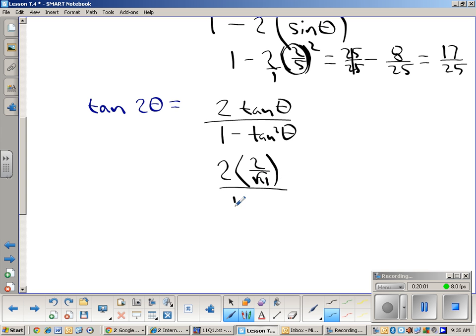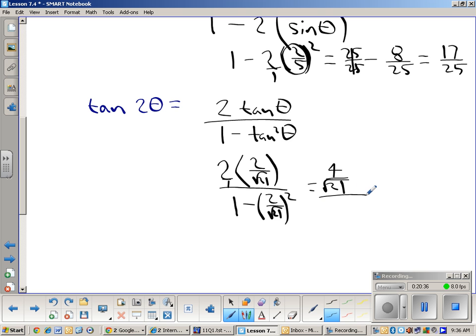And on the bottom, I get 1 minus 2 over square root of 21 squared. So in the bottom one, that squared takes care of it for me. Oh, but on the top, I'm still going to have to rationalize. So on top, I have 2 over 1 times 2 over square root of 21, so that's 4 over square root of 21. Now, I'm not going to rationalize until I'm done, because sometimes things take care of themselves. I don't want to make extra work for myself.